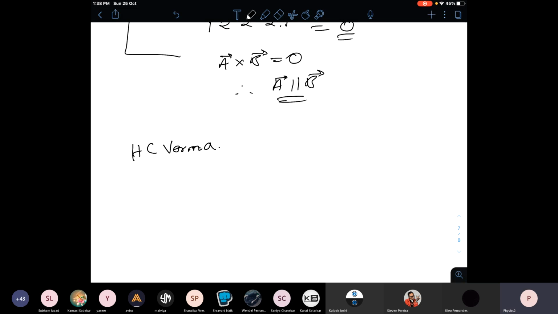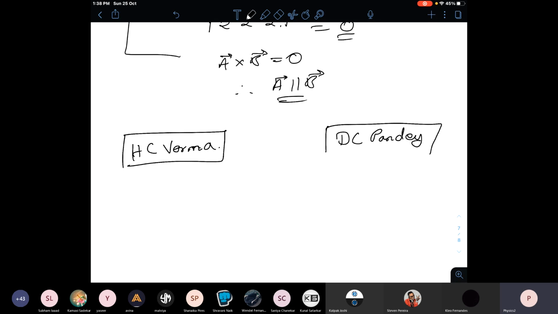The book's name is, I guess, Fundamental Concepts of Physics, something like that. I don't remember the title, but H.C. Verma has only one book for physics. It goes by the writer's name, HCV, so you can find that. Again, D.C. Pandey is the second book. These are the two books.